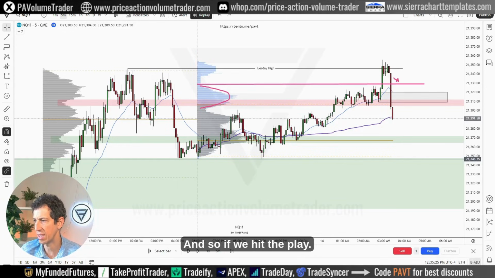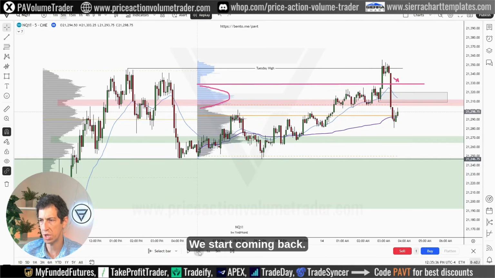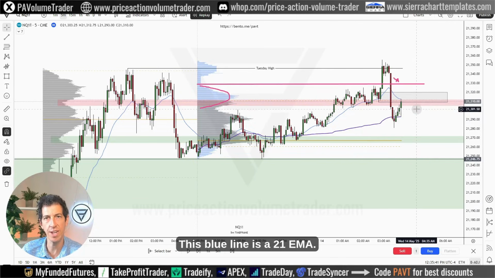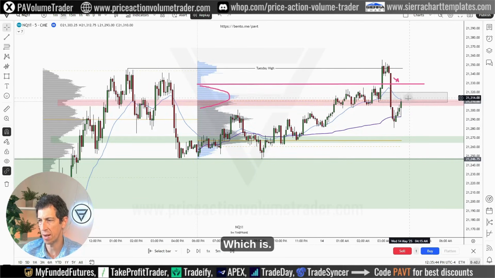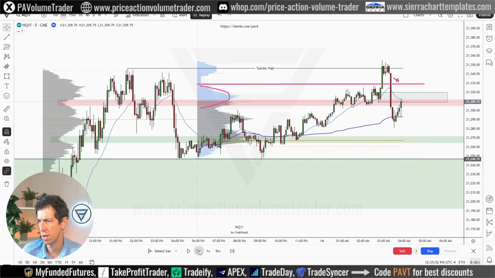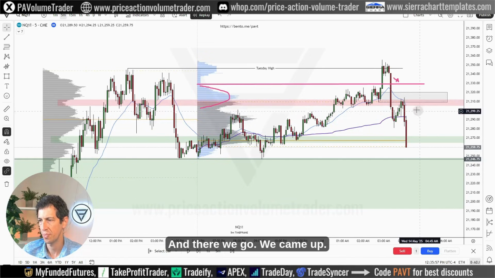And so if we hit play and just keep moving candle by candle, you can see we do wick below that VWAP. We start coming back. This blue line is a 21 EMA, which is a moving average that I like to use on the lower time frames when I'm day trading, along with VWAP. And there we go. We came up. Clear rejection now from the breaker block.